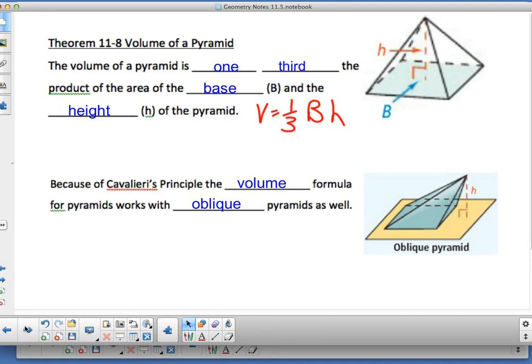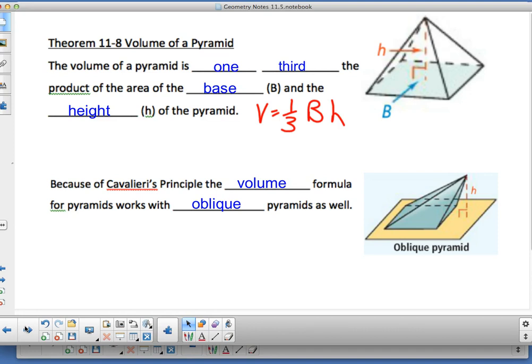Theorem 11.8, okay, volume of pyramid. That's what we just talked about. Volume of a pyramid is one third big B times H. And big B is a specific formula for the base. You identify the base shape. You pick out your formula that you already know from chapter 10 for the base. You find that base area, multiply by height, divide by 3, and you have the volume of a pyramid.